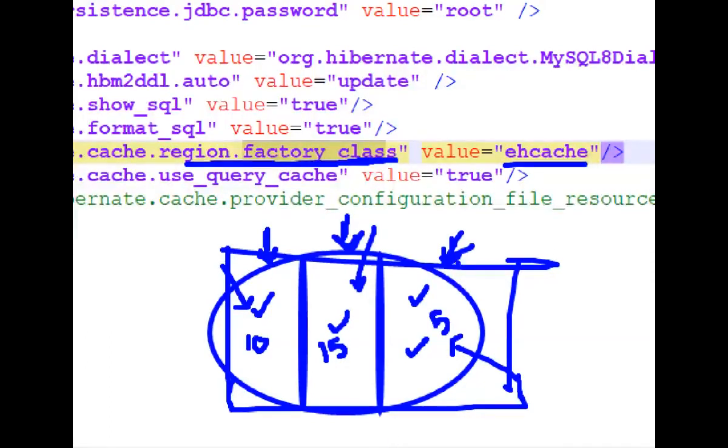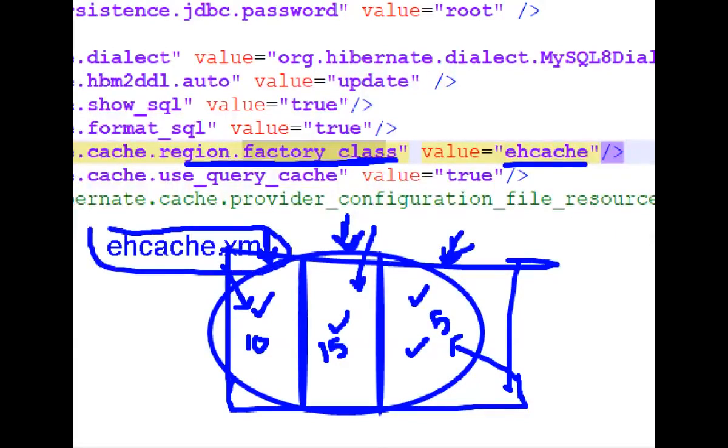What is the purpose of this XML file? You have to write one more XML file. What is the name of the XML file? The ehcache.xml file. What is the purpose of that? It is to divide this entire cache into regions and to define region settings. To define the region settings, one more XML file is required. What is that? ehcache.xml.